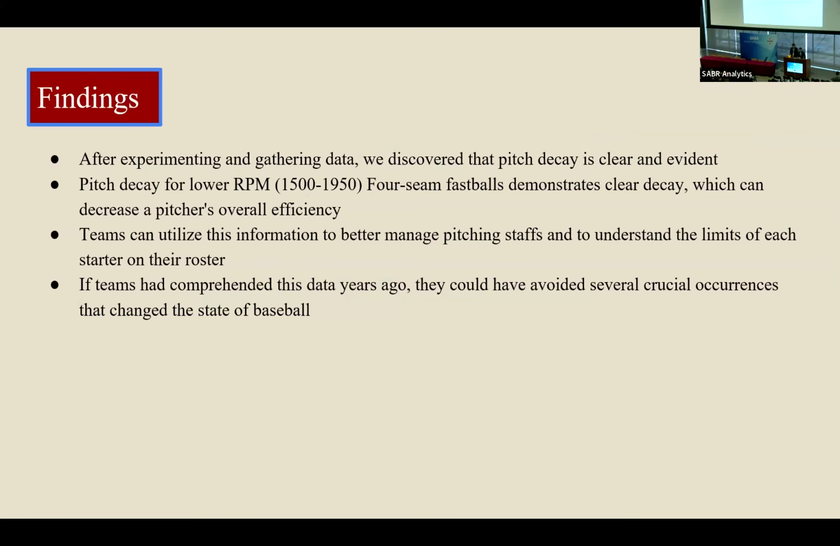And then moving on to our key findings. Our research reveals a game changer. Pitch decay is real and it's actually measurable. Low RPM four-seam fastballs, like those under 1950 RPM, lose effectiveness fast, dragging down a pitcher's overall game. This is not just a theory. Teams can use it to improve rotations, knowing when a starter's limit hits. Imagine if managers decades ago had this. They might have avoided iconic collapses that redefine baseball strategies. David will go into one of these scenarios next.